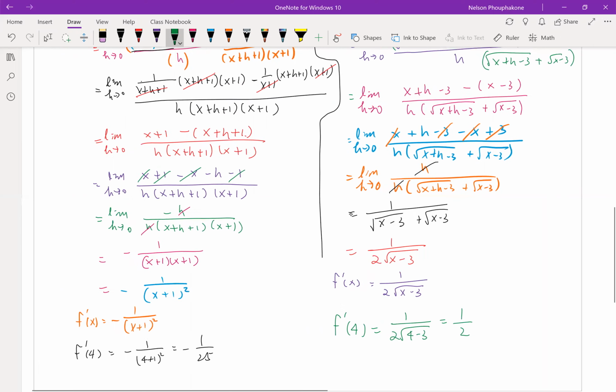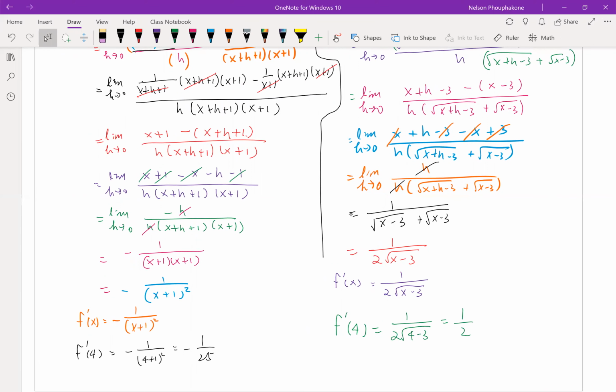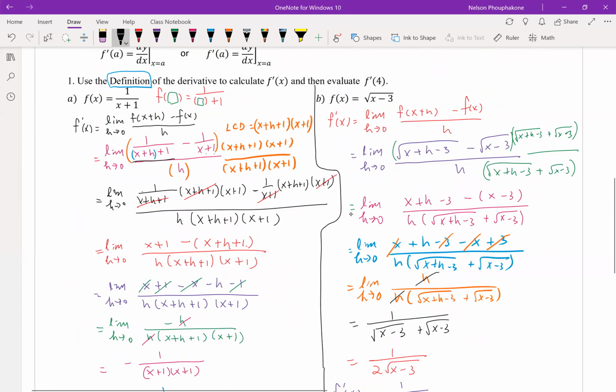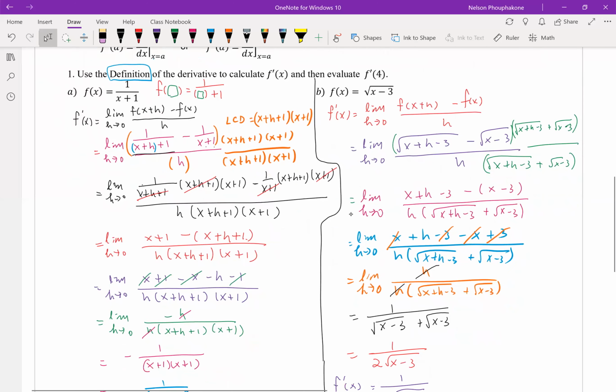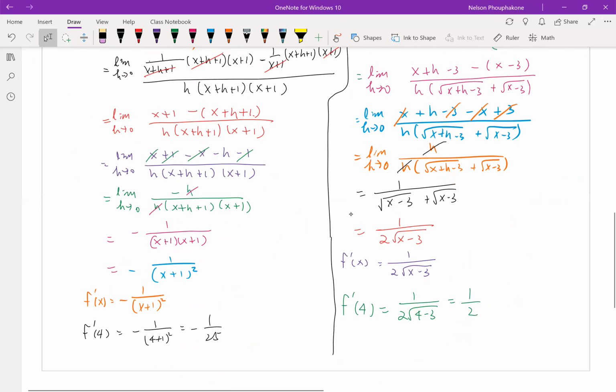For this section, I only show you the 2 examples, because in the last section I already showed you how to find the derivative of some polynomials and other types of functions. I have 2 more, so try to practice a couple more functions. And that's it for today. See you next time.